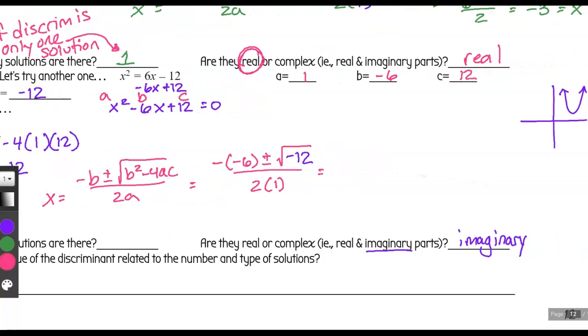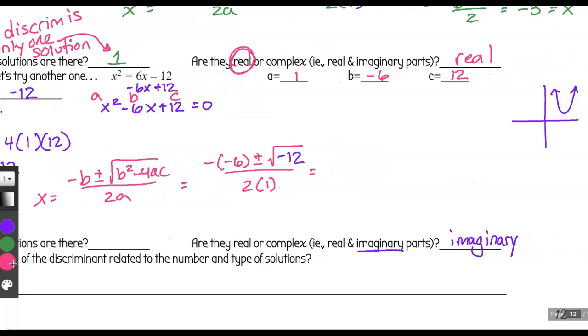So first I'm going to simplify this. What's negative negative 6? Positive 6 plus or minus. What did we just find the square root of negative 12 simplifies to? Remember, we split it into 12 and I, and then we split the 12 into 6 and 2, and then we split the 6 into 3 and 2. And we had a pair of 2's, so what did it become? 2i square root 3. All over 2.